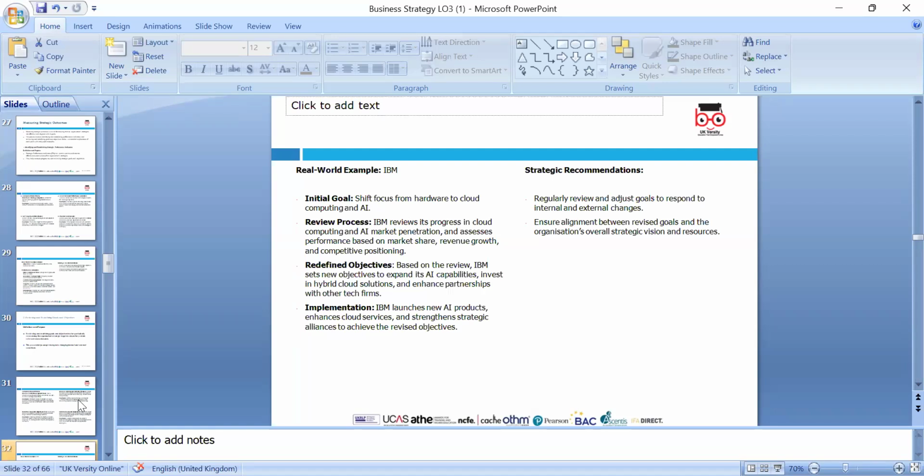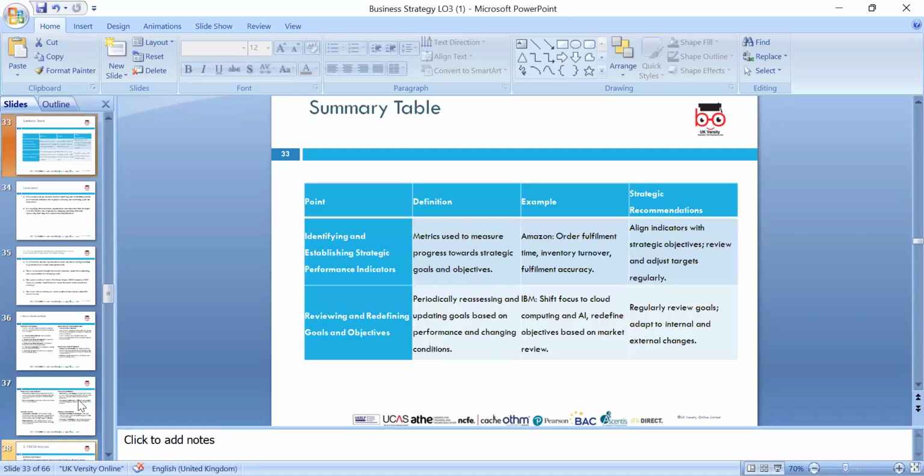They can look at AI, artificial intelligence, investing in hybrid cloud computing solutions, and implement: IBM launched a new AI product. And the strategic recommendation is regular review, adjusting the goal to respond to internal and external challenges. So these are very crucial, and then we can summarize with definition, example, and strategic recommendation.